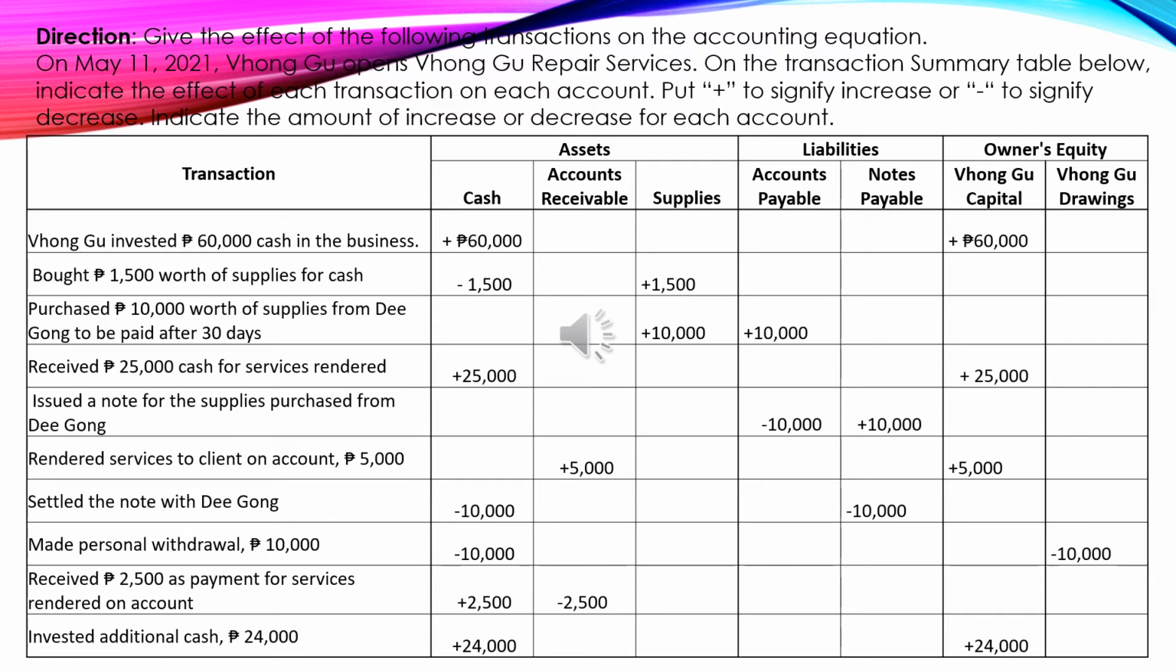So this transaction affects only the assets, which is an increase in cash of 2,500 and a decrease in accounts receivable of 2,500. And finally, we have here invested additional cash, 24,000. So when we say additional investment, that will increase the asset of the business in the form of cash amounting to 24,000 and a corresponding increase in equity, which is an additional capital of Vongu amounting to 24,000.